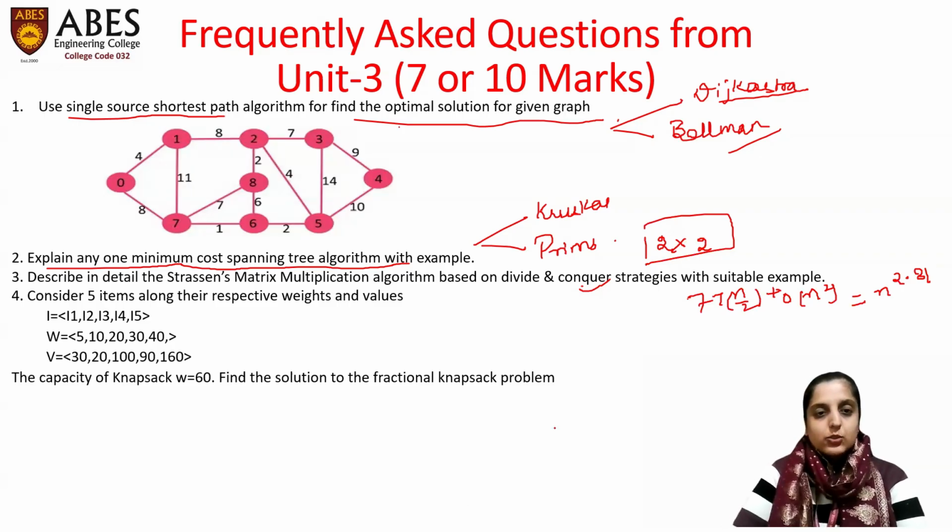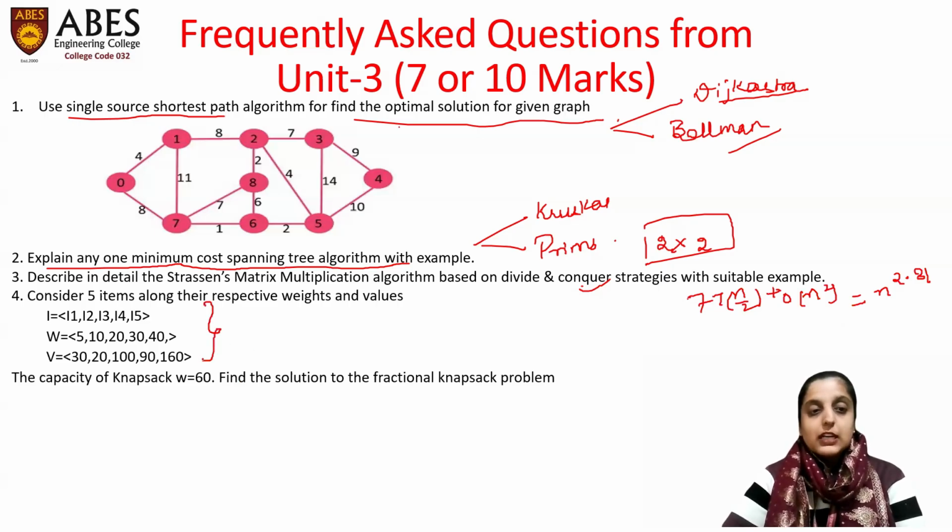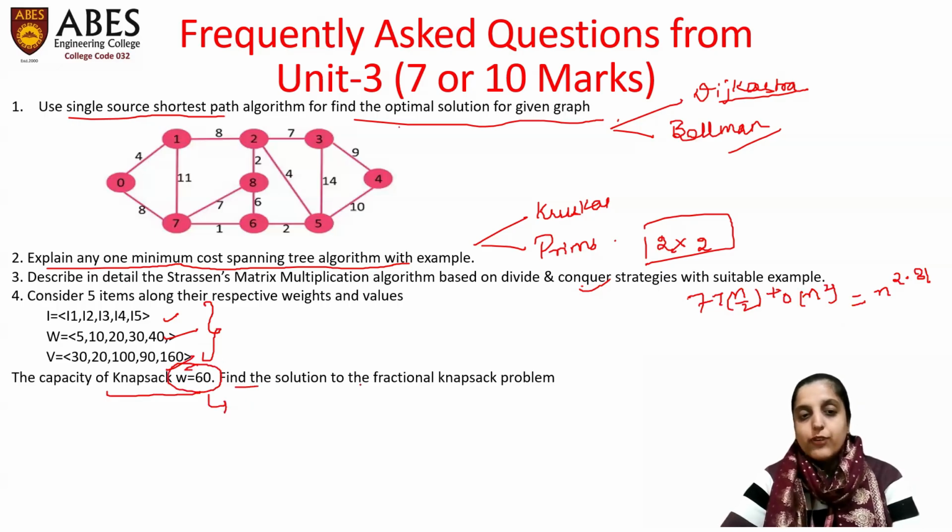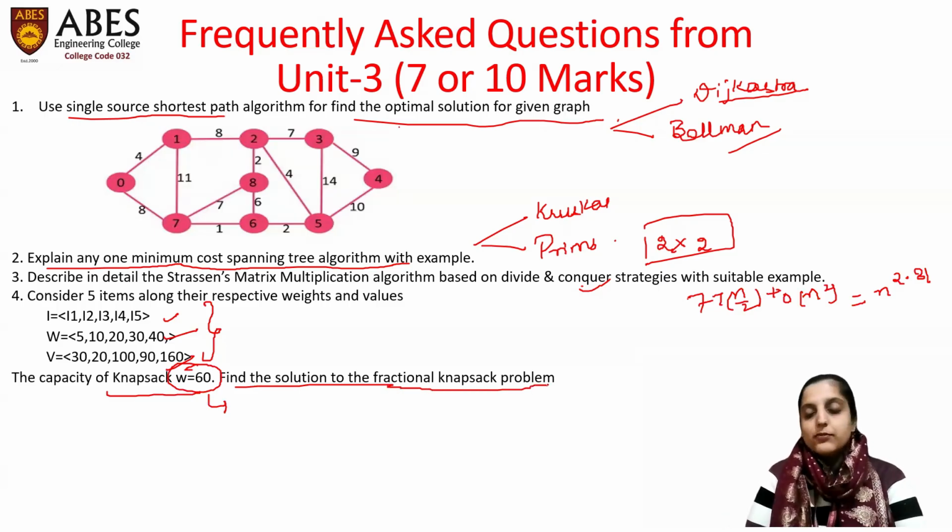After that, the next question that is frequently asked in all the papers is related to the fractional knapsack. As you can see: consider 5 items along with their respective weights and values. The items are I1, I2, I3, I4, and I5, and the corresponding weights and values are also given to you. Along with that, the capacity of the knapsack is given as 60 kg, and you have to find the solution to the fractional knapsack problem. A similar problem we have already discussed in our last video.